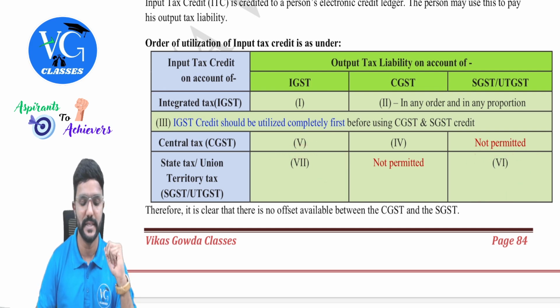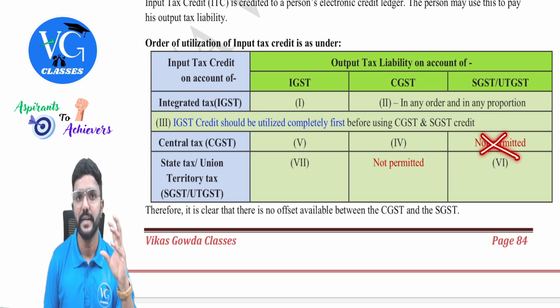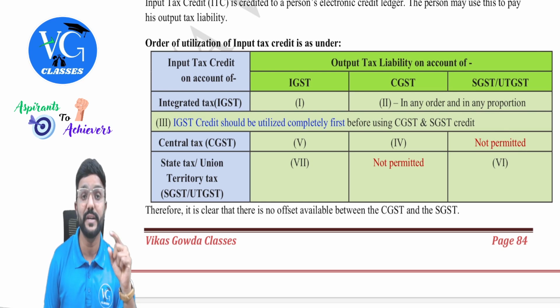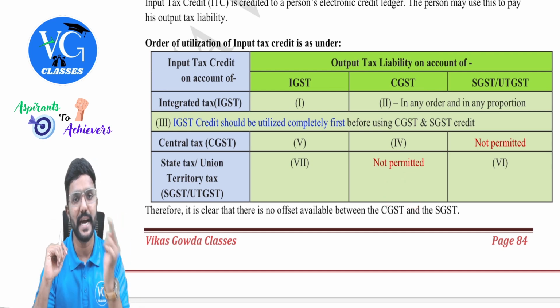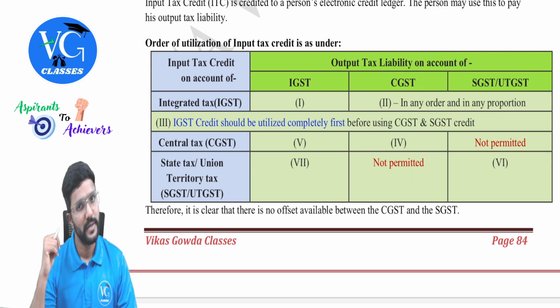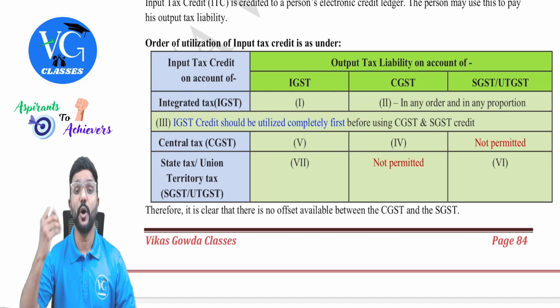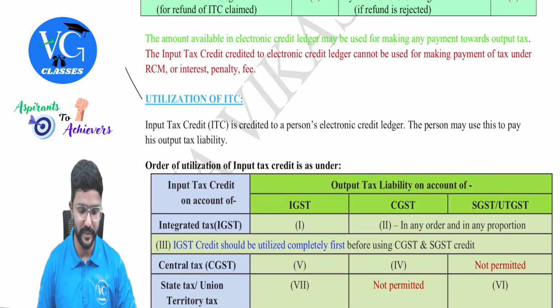CGST credit cannot be utilized against SGST liability. At the same time, we cannot utilize SGST credit against CGST liability, guys. Cross utilization between state and central is not allowed. Is that clear? So this is how we will adjust the credit.